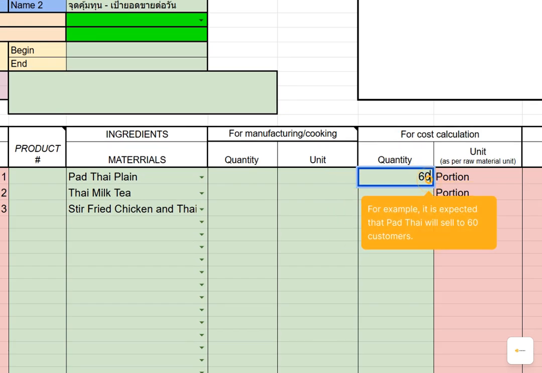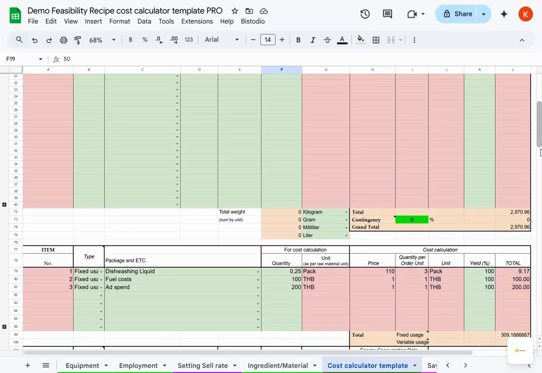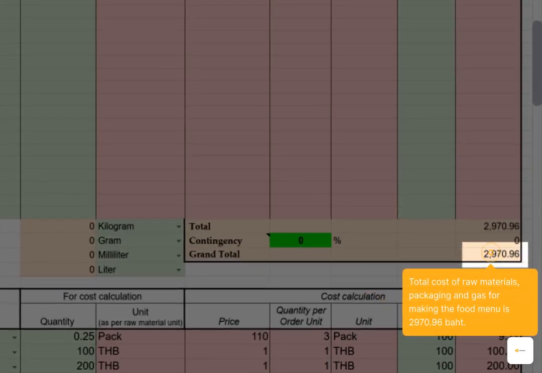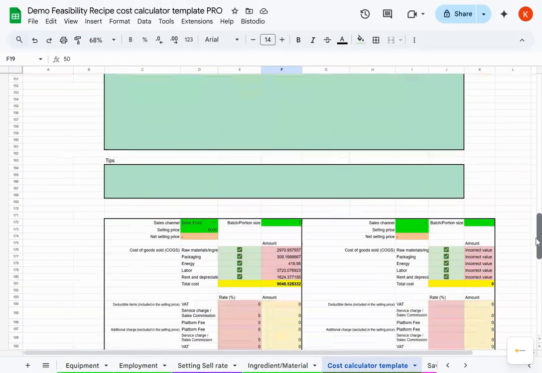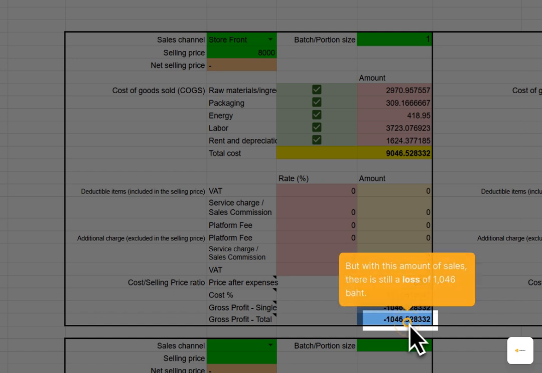For example, it is expected that pad thai will sell to 60 customers. Thai tea 30, and 50 servings of stir-fried basil. Total cost of raw materials, packaging and gas for making the food menu is 2,970.96 baht. The total sales amount is 8,000 baht. But with this amount of sales, there is still a loss of 1,046 baht.